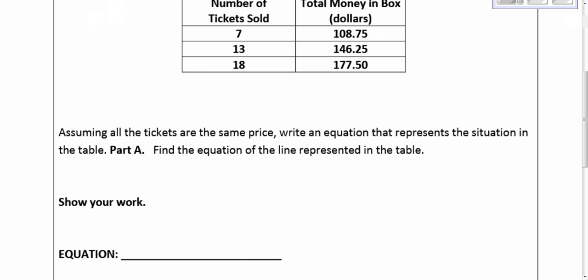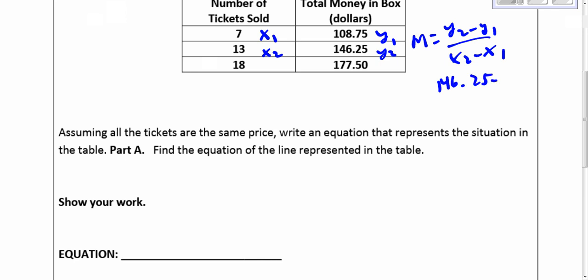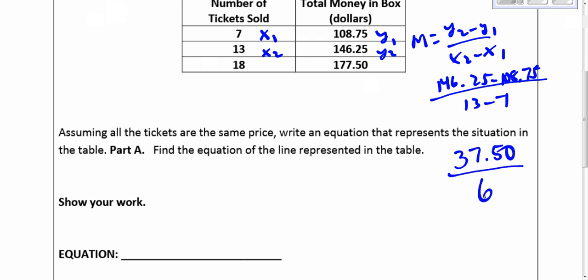So to write an equation, every single time, you absolutely need the slope. So m equals y2 minus y1 over x2 minus x1. I'll just pick the first 2 points, to make my life easier. So that's 146.25 minus 108.75 over 13 minus 7. So that's 37.5 over 6. And when you divide those, it comes out to 6.25.